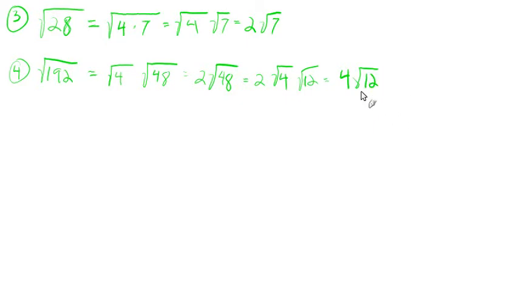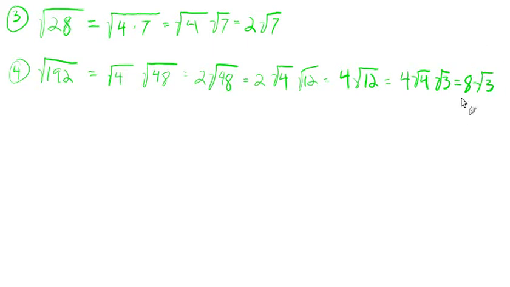Okay, can we simplify the square root of 12 any more? Sure, you can make that 4 times the square root of 4 times the square root of 3. Okay, and now the square root of 4 is 2. 4 times 2 is 8. So now we have 8 times the square root of 3. Okay, well that was a lot of work. And we can see we can't simplify the square root of 3 any more. It was a lot of work.